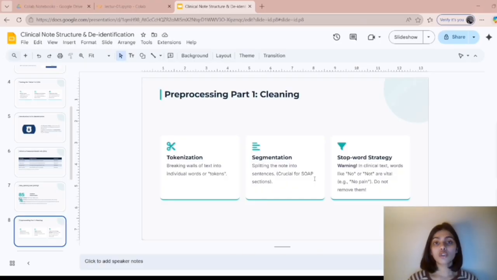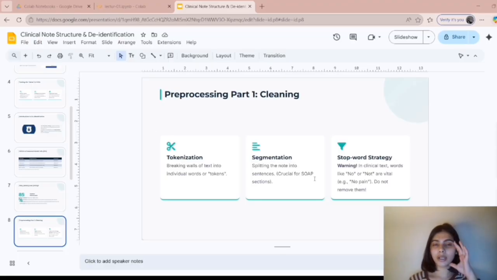Okay, we have stop word strategy. Normally what we do in NLP pre-processing is remove the stop words, but here in the clinical setting, we don't. We need them. So no or not are vital in clinical text. For example, you say no pain, but if in the pre-processing you remove the no and you just have the pain there, what are you going to think of it?